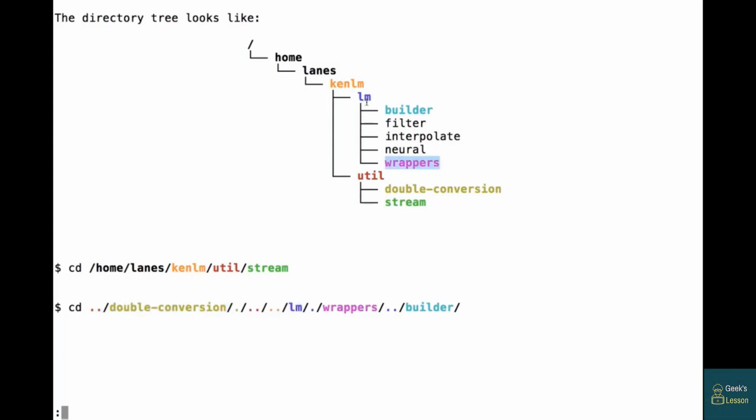Wrappers is a subdirectory of lm. So, this path refers to /home/lanes/kenlm/lm/wrappers.